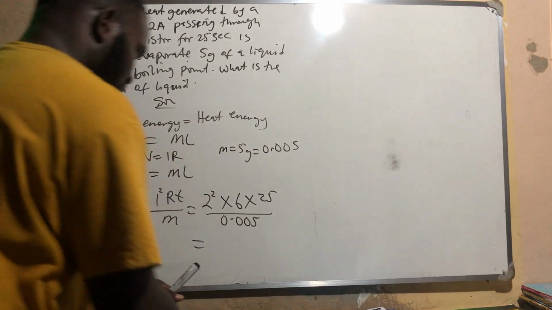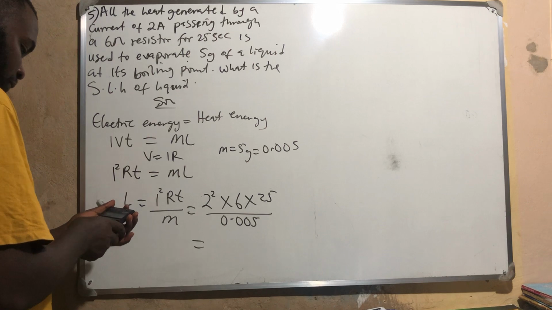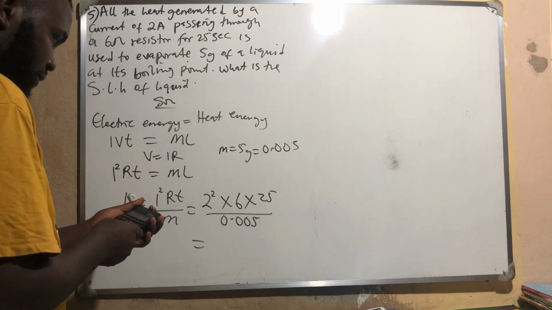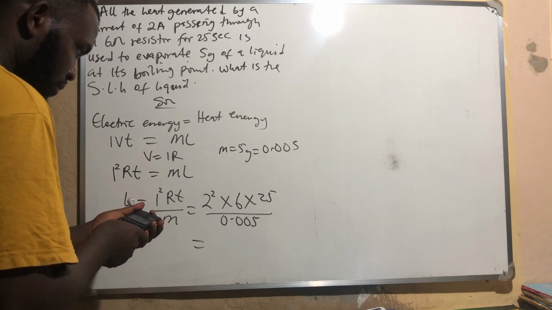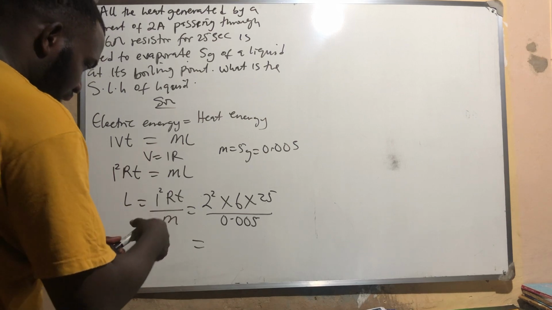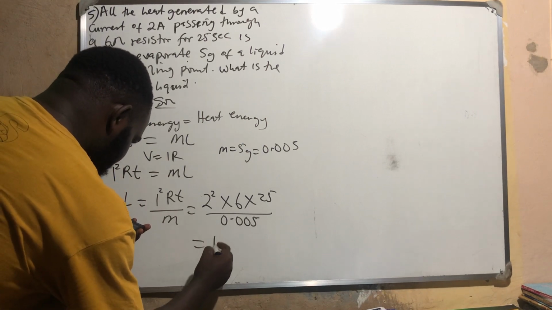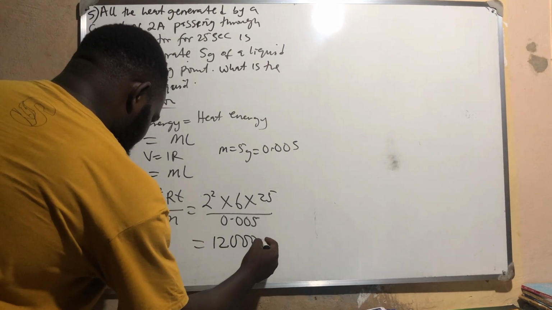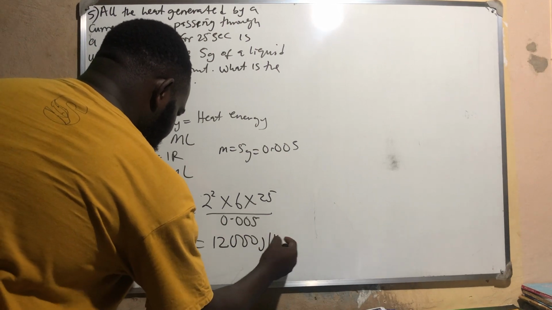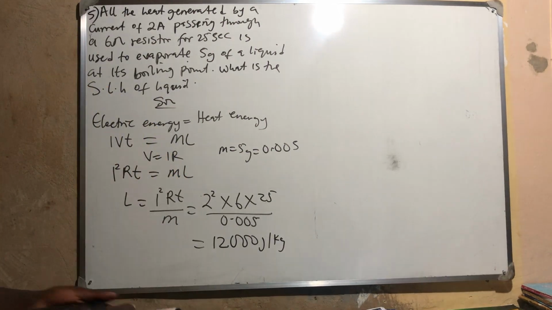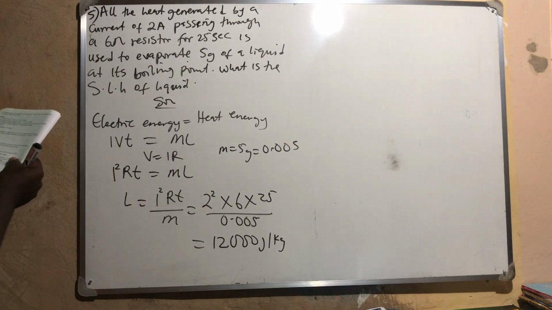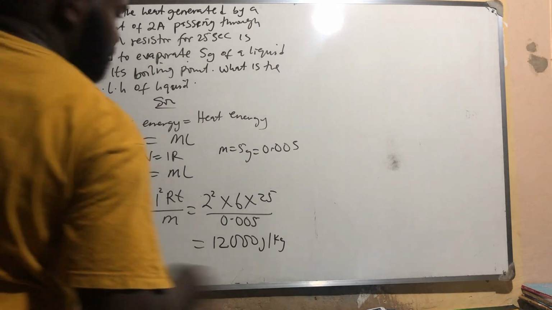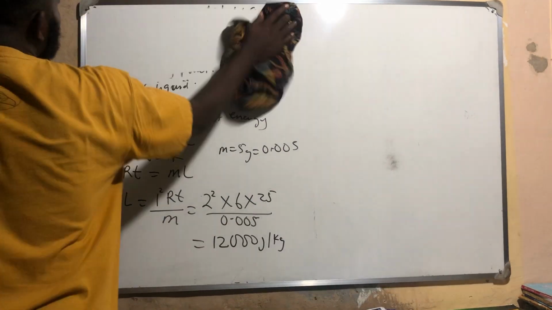So if you do that, you're going to have 4 times 6 times 25, then divided by 0.005. So I have my L is now 120,000 joule per kg. A very simple question. Yes. So 120 kilojoule per kg, if you want to put it in kilojoule per kg.